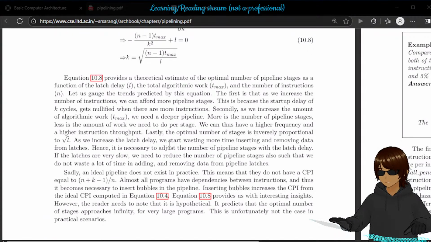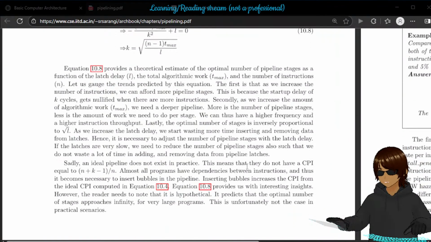As we increase the latch delay, we can start wasting more time inserting and removing data from latches. Hence, it is necessary to adjust the number of pipeline stages with the latch delay. The latches are very slow. We need to reduce the number of pipeline stages also such that we do not waste time in adding or removing data from pipeline latches.